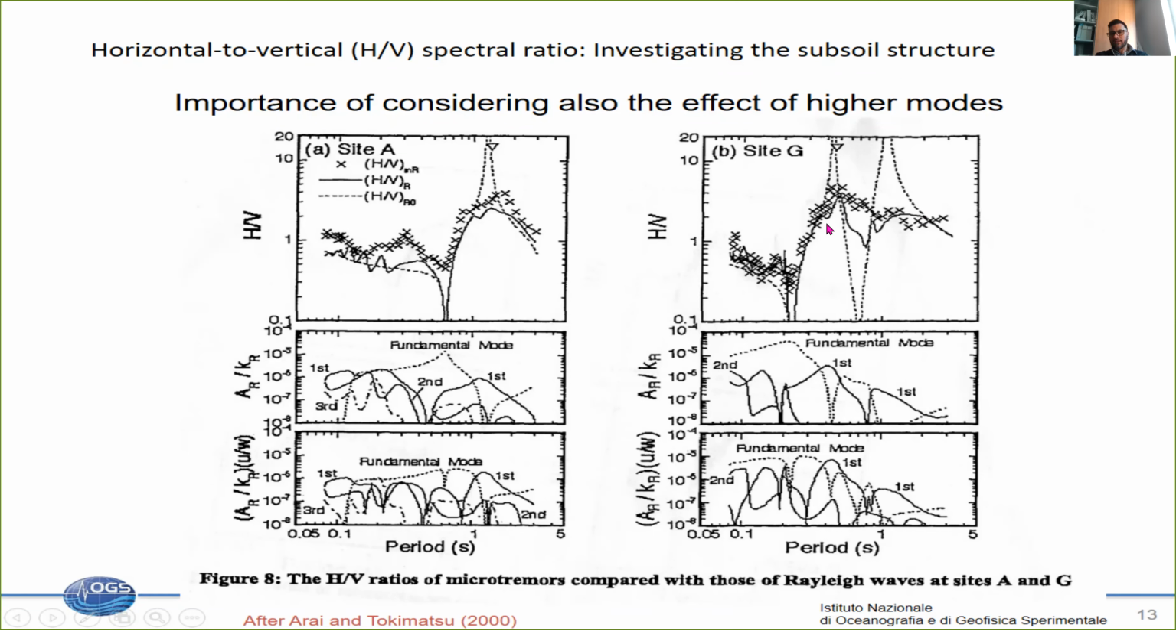So the black line is considering again the effect at least of the first mode and of the second higher mode, and you see that they can have some important amplitude also in this frequency range where I would have had a trough in the fundamental mode. So the first mode has some significant energy in the vertical component, and that's why the H over V is not so strongly peaked.